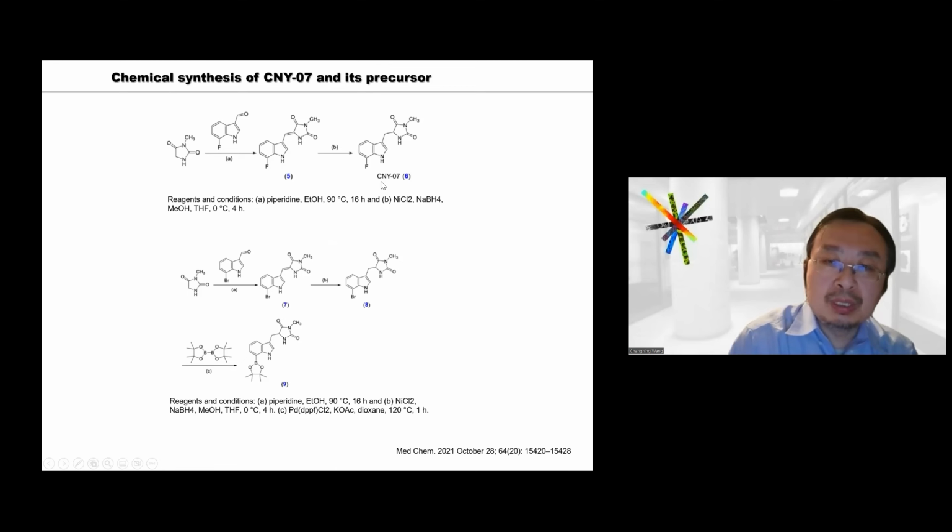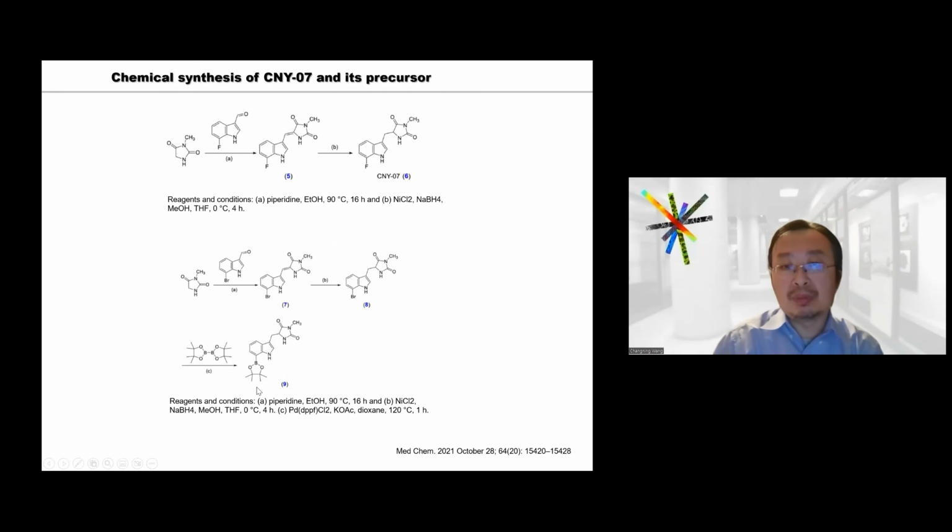And we also need the compound for radiolabeling, which we call the precursor. Precursor means we have one place replaced by some reactive group which can be used for radiolabeling. For example, we can put this boronic acid ester here for F18 labeling. It also takes a few steps to make this compound 9. This is the precursor.